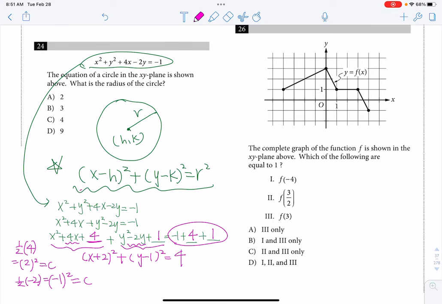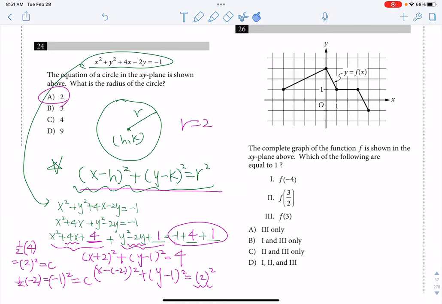So compare with the standard form of a circle, x minus h, y minus k. So (x minus negative 2) squared plus (y minus 1) squared equals 2 squared. What is the radius? 2. So r equals 2 will be the solution.